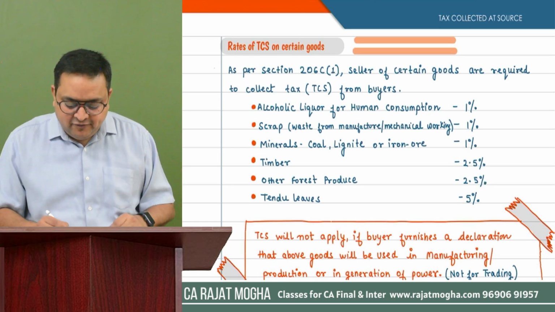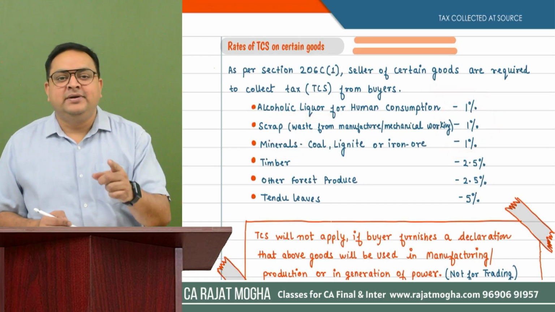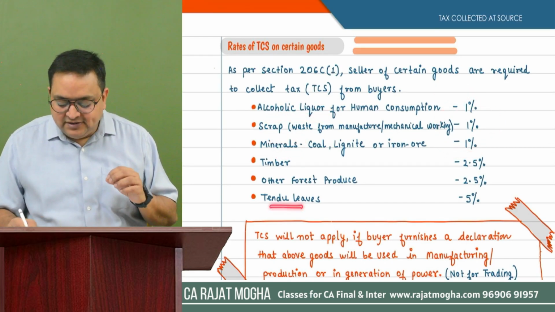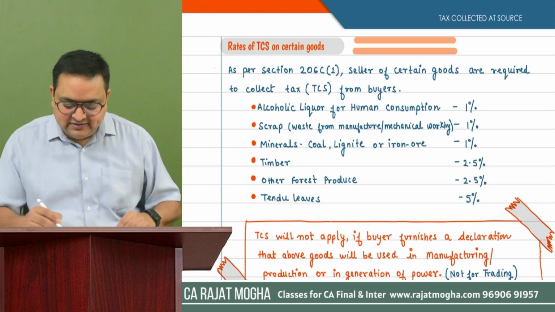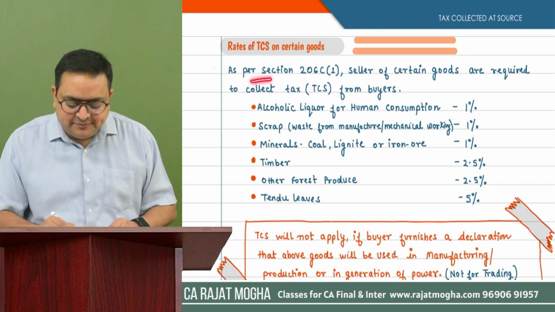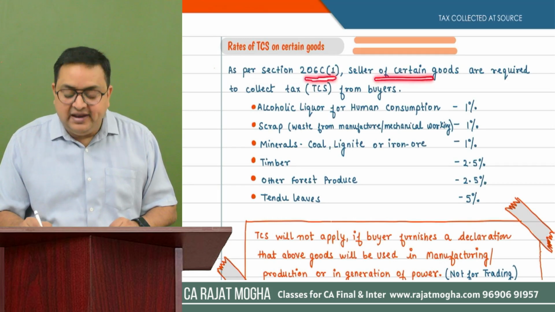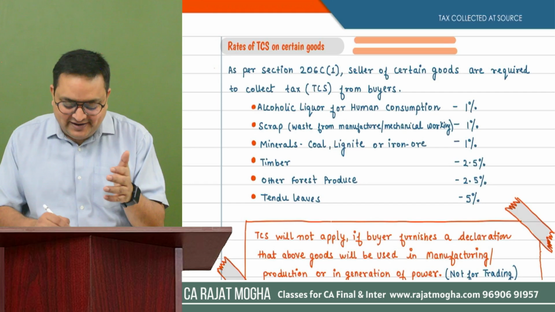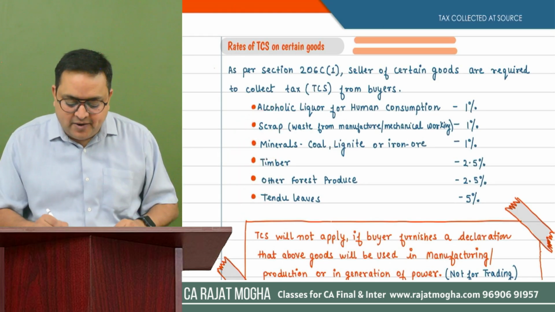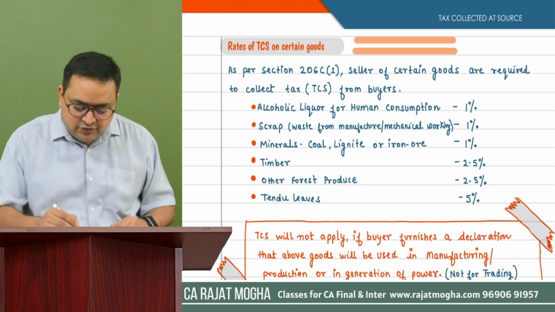I'm again repeating: for alcoholic liquor, scrap, minerals, the TCS rate is 1%. For timber and other forest produce, the TCS rate is 2.5%. For tendu leaves, the TCS rate is 5%. So this is the section. Although you don't have to learn the section number, this section says, as per section 206C(1), seller of certain goods. So if the person is engaged in these types of goods, then he is required to collect TCS also from the buyer, right? One more thing you should understand.